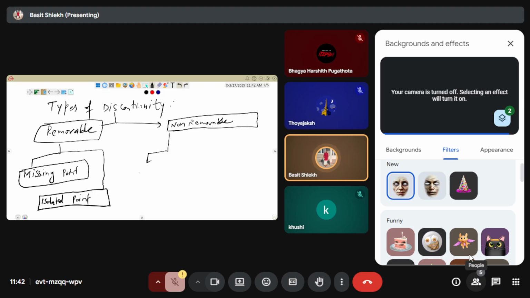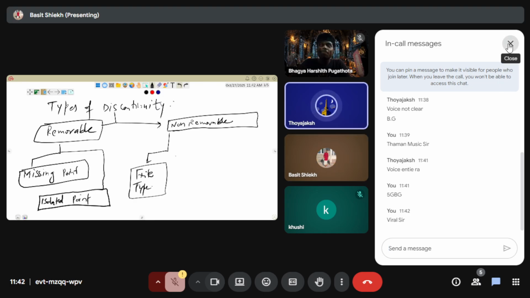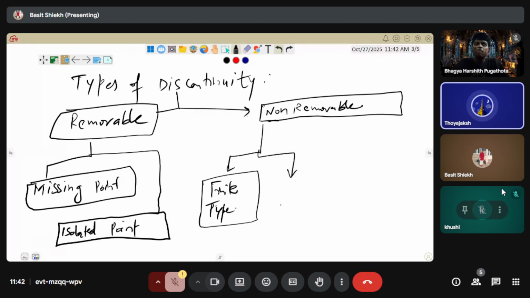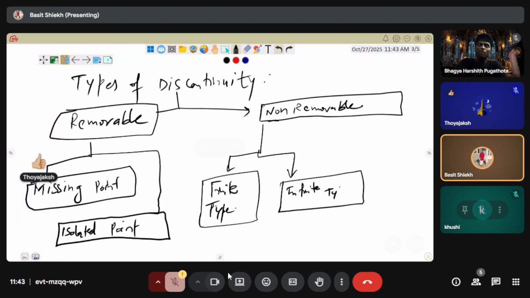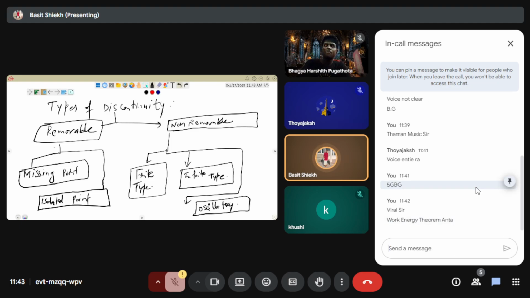Non-removable has finite type, infinite type, and oscillatory. In removable discontinuity, we have missing point discontinuity and isolated point discontinuity.